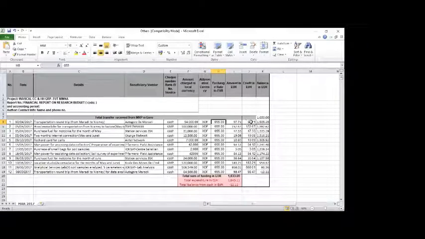Then we bring it, this is the total amount, and we deduct it from the amount received. You have a balance of 1,535.29. The same you do for all the expenditure incurred, which are receipted or unreceipted, but with memo.